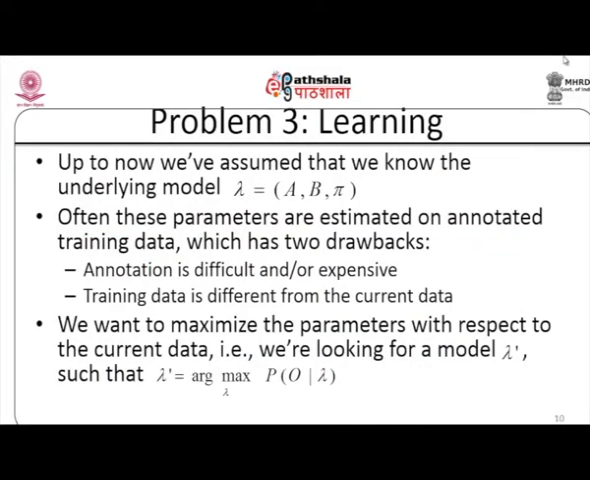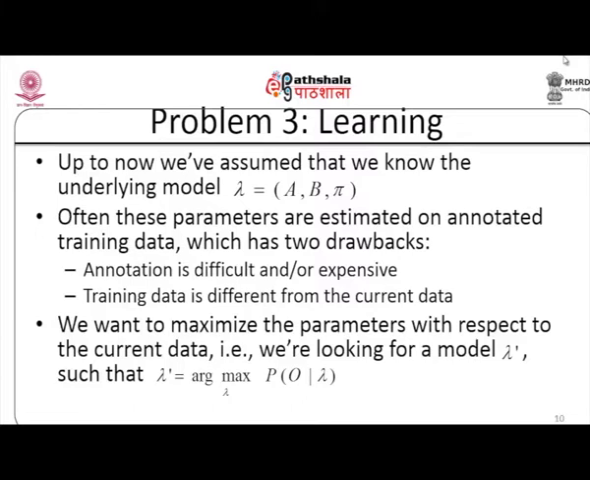Up to now we have assumed that we know the underlying model. Often these parameters are estimated from annotated training data, which is supervised learning, and which has two drawbacks. Annotation is difficult and very expensive. It is difficult in the sense that it requires a lot of manpower, and it can be ambiguous also, and the training data that we used for training could be completely different from what we are seeing now. So, it is better to have learning that is unsupervised.